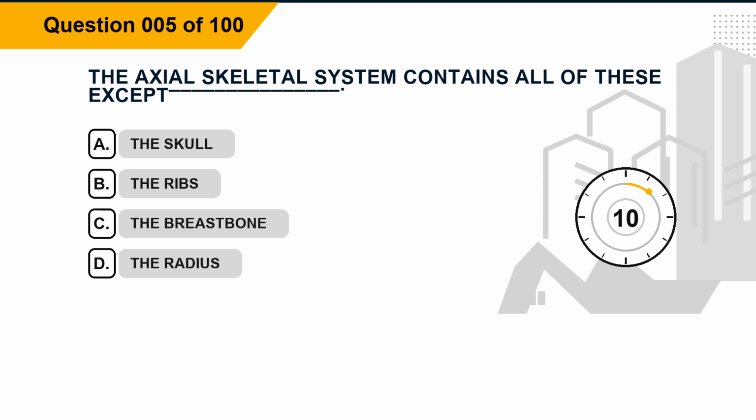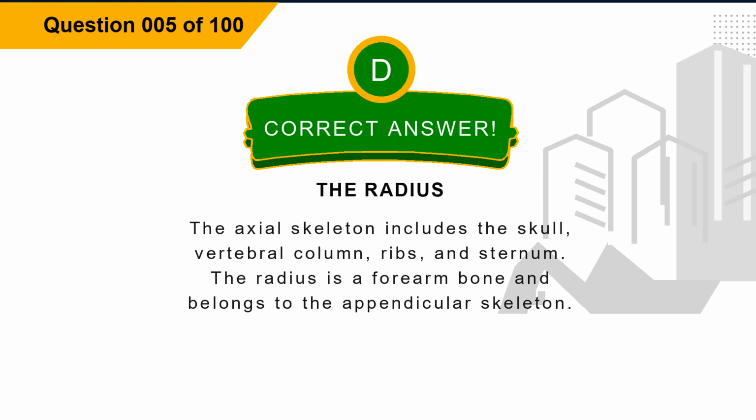Question 5. The axial skeletal system contains all of these except blank. Option A, the skull. Option B, the ribs. Option C, the breastbone. Option D, the radius. The correct answer is option D, the radius.